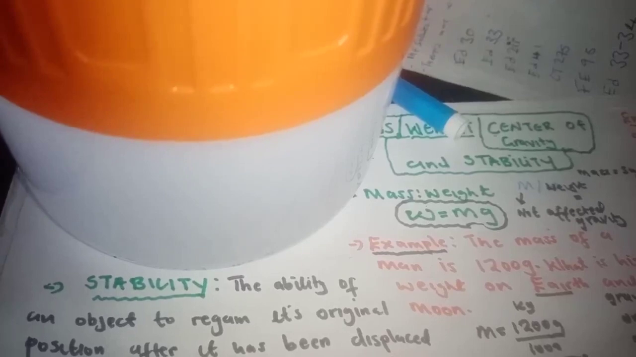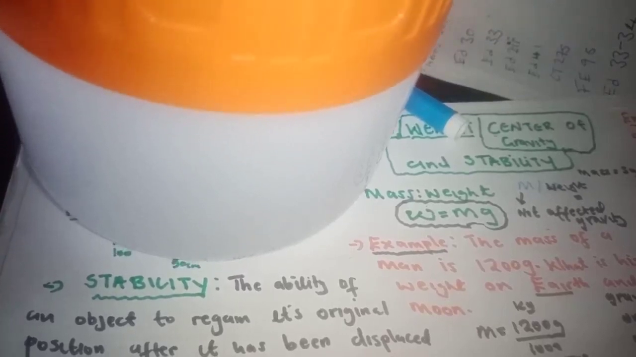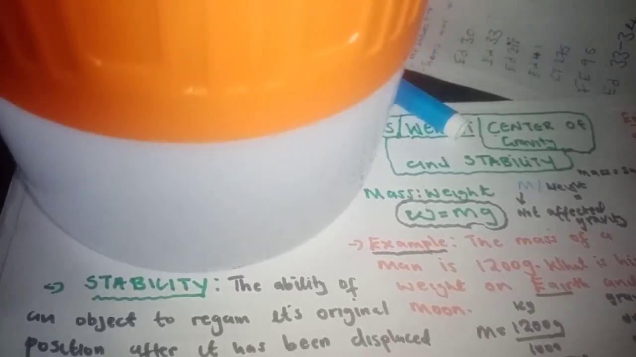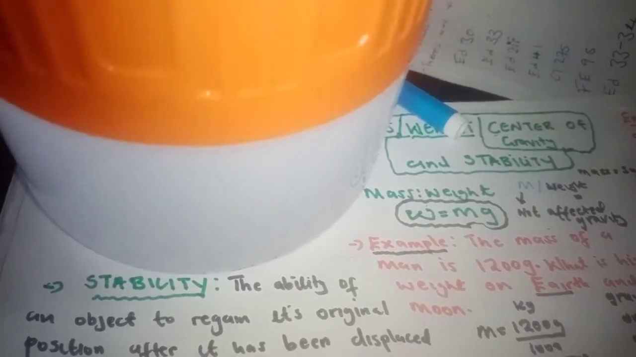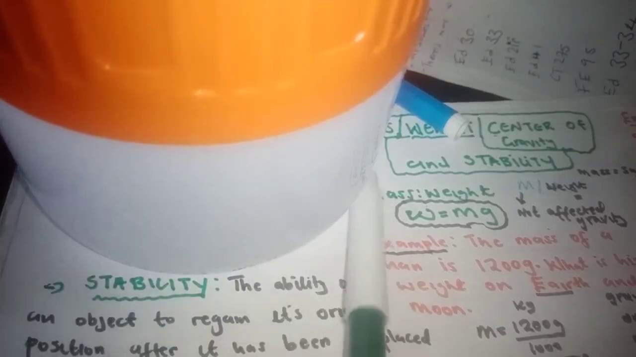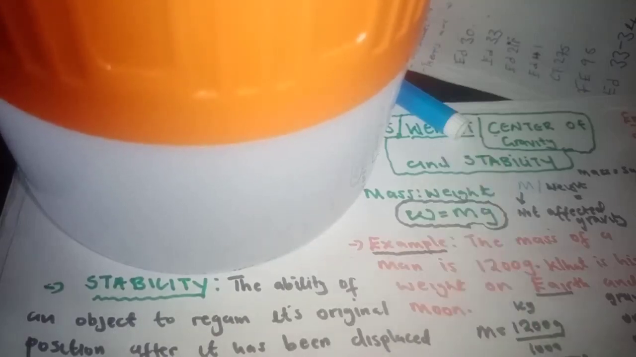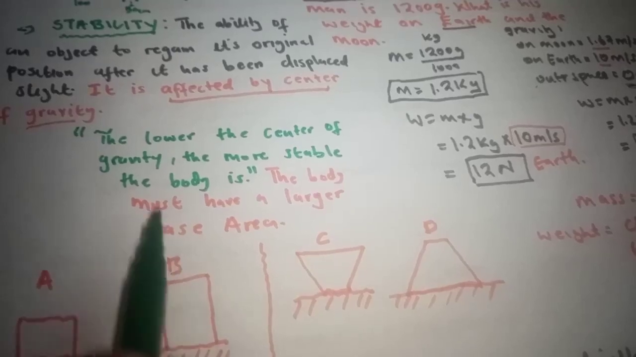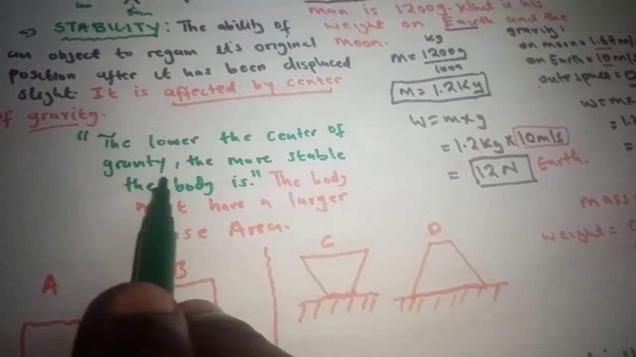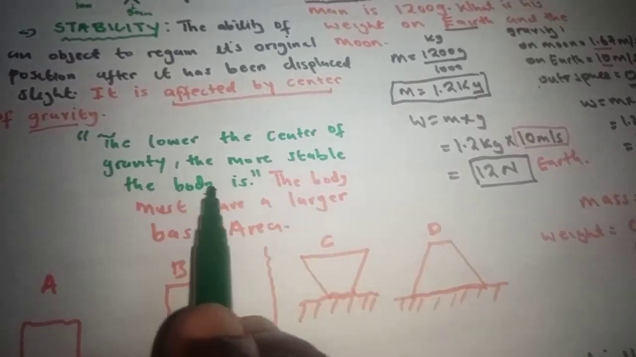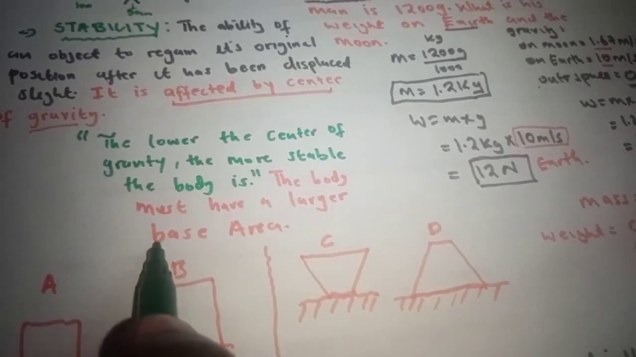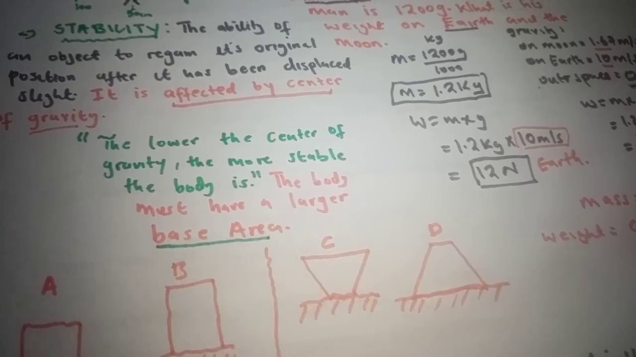But this object here, pushing it like this, have you seen? It still maintains its position. It's not falling. It maintains its original position because it has a lower center of gravity and the base is large. The base area is very large compared to the base area of this pen. So the lower the center of gravity, the more stable the body is, and the larger the base area, the more stable the object is.